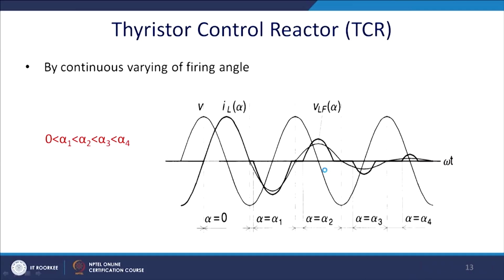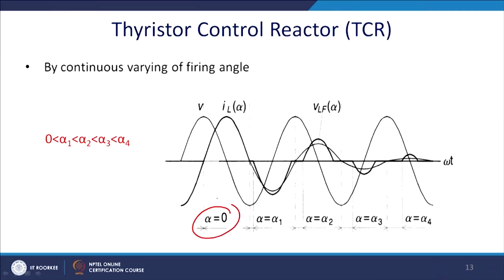Now, let us see the continuous firing angle. If you gradually change the firing angle, which is sometimes required mostly for damping purposes, what happens? We start with alpha equal to 0. In the first half cycle you get it here, thereafter you introduce a small delay, that is alpha 1, and thus you get this current.